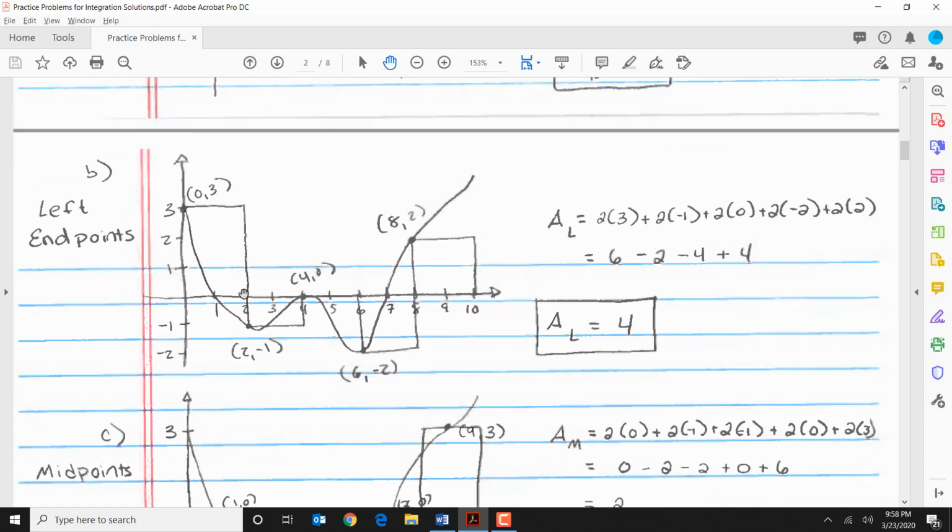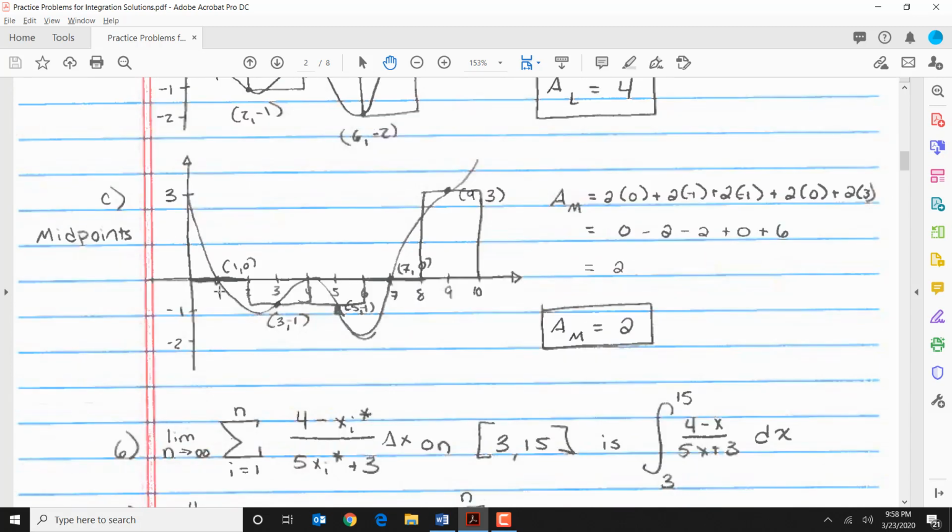We're going to use 0, 2, 4, 6, and 8. Same thing here, as you can see. And then for the midpoints, we're going to use 1, 3, 5, 7, and 9. Same thing. Width times height plus width times height, and so on, where the height is your function evaluation.